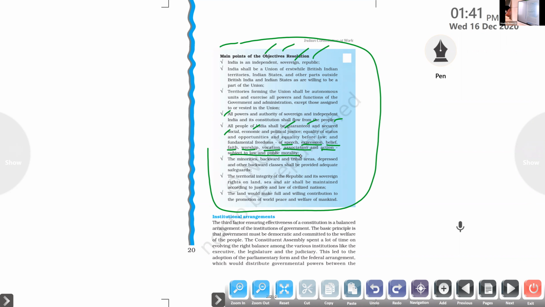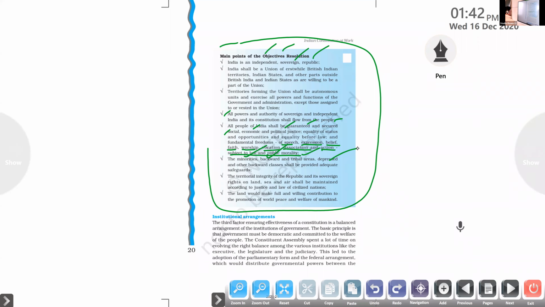The minorities, backward and tribal areas, depressed and other backward classes shall be provided adequate safeguards. So the minorities in the country, religious minorities, cultural minorities, racial or ethnic minorities, and backward and tribal classes, depressed classes, for them special care will be provided by the government.